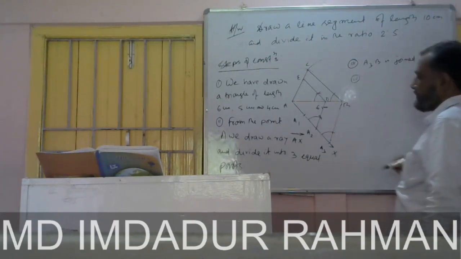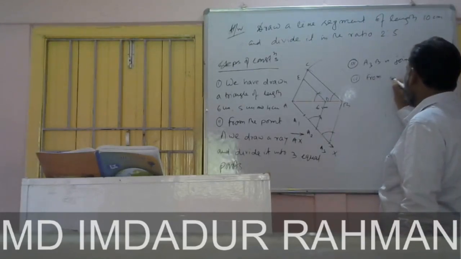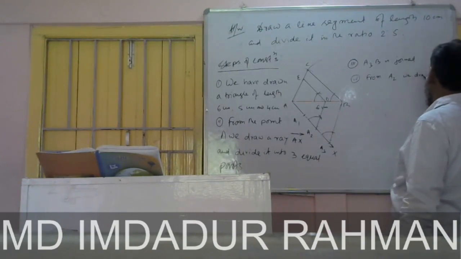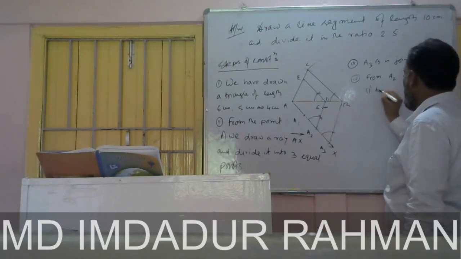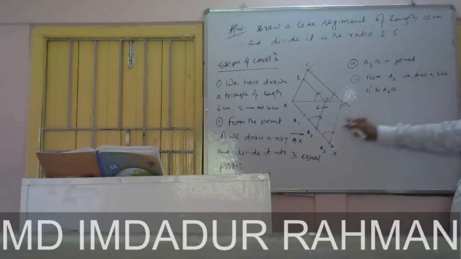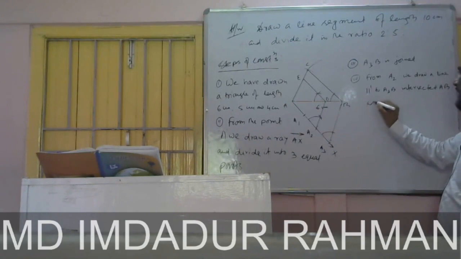Fourth step, from A2 we draw a line parallel to A3B. It intersected AB at D. Okay, their fourth step finished.